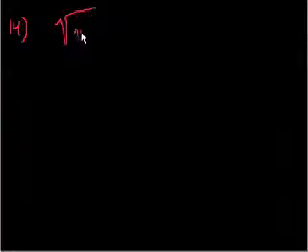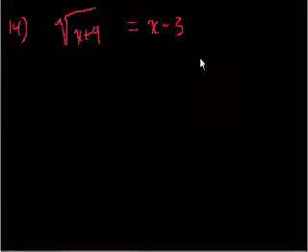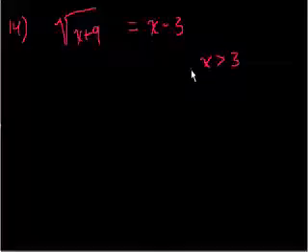All right, problem number 14. Just hope you don't face that when you take the SAT. Square root of x plus 9 is equal to x minus 3. And they say for all values of x greater than 3, so x is greater than 3, the equation above is equivalent to which of the following? Let's see where this goes.